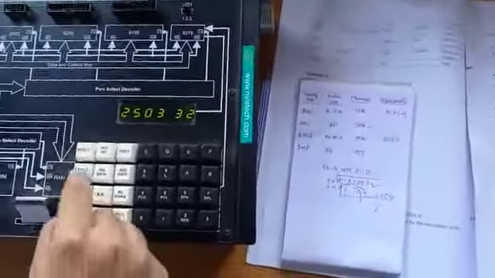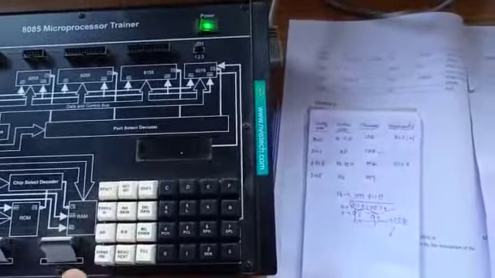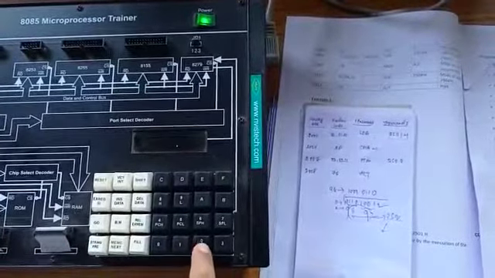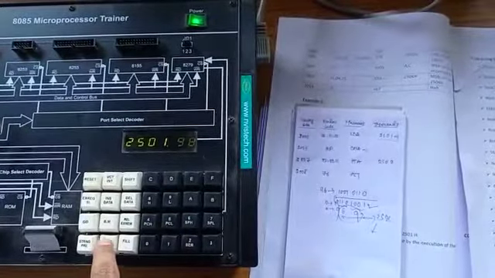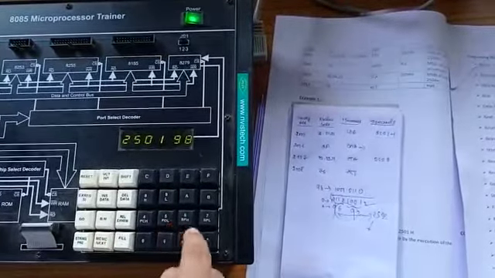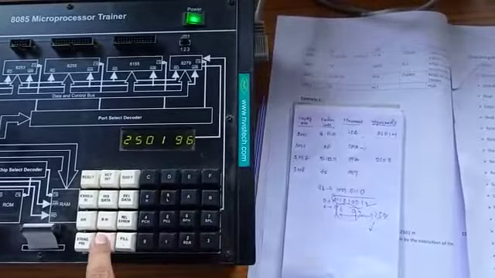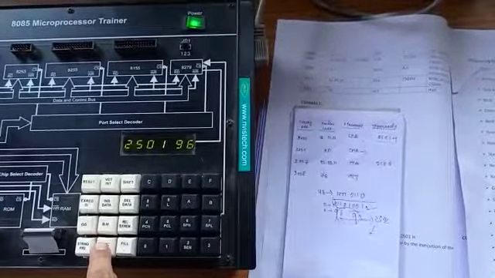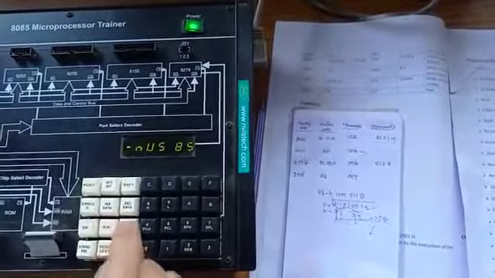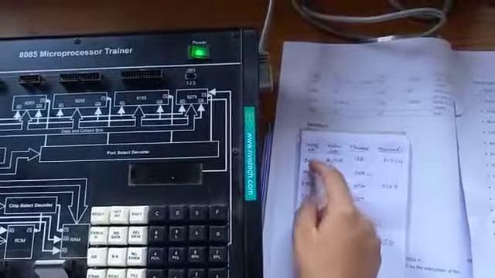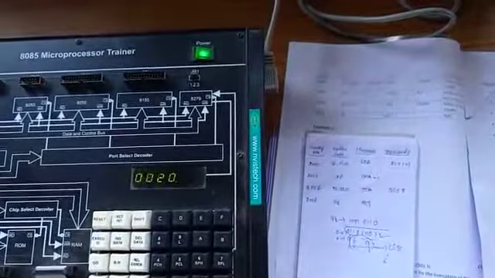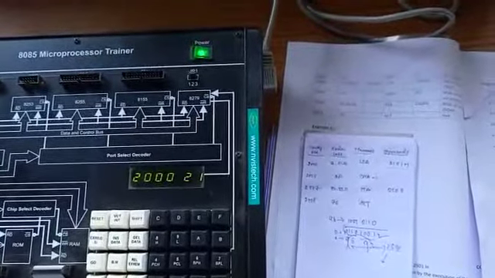First we have to press the reset, release external memory, then data address, that is the memory location 2501. Next 01 is 96. Next reset, release external memory. Now the starting address of the program, that is 2000.